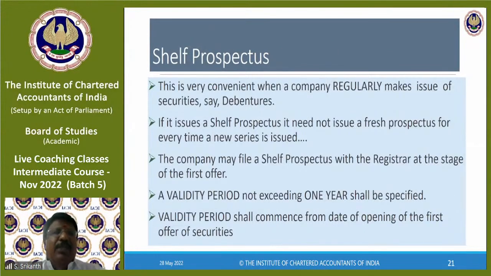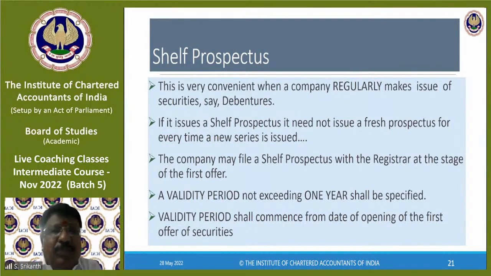Basically, a shelf prospectus is very convenient when a company regularly makes issues of securities, especially debentures. See, mainly you will find only debentures are issued in this way. In fact, they are called series of debentures. For example, 7% debentures, series 1, series 2, like that I may issue 5 series. So every time I issue a new series, I will not publish a fresh prospectus. The original prospectus, called the shelf prospectus, is enough.